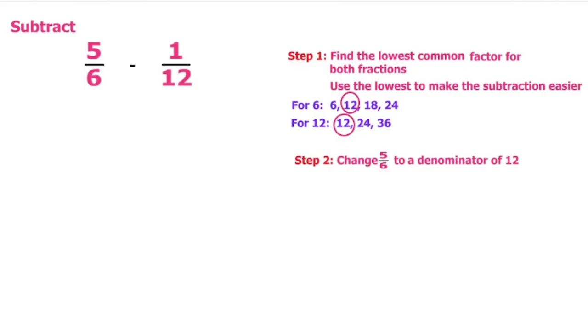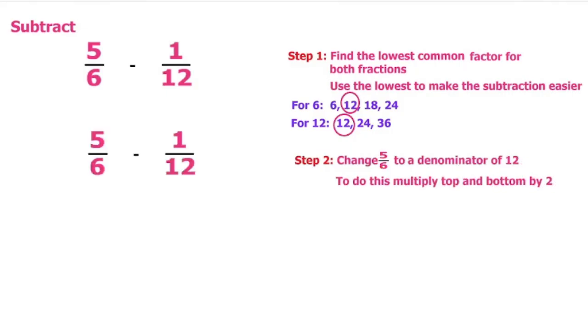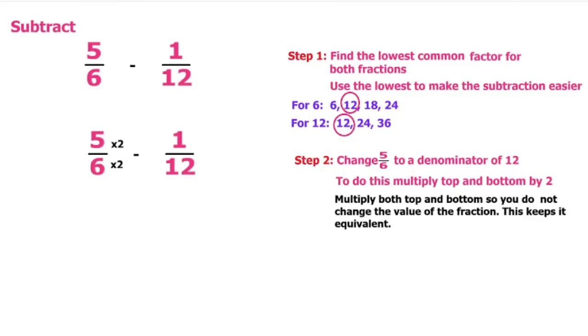So now we just change 5/6 to a denominator of 12. And how do you do that? To do this, multiply the top and bottom by 2, right? So what do you have to do to 6 to turn it into 12? Well, you multiply it by 2, right? 6 times 2 is 12. So let's multiply top and bottom by 2.